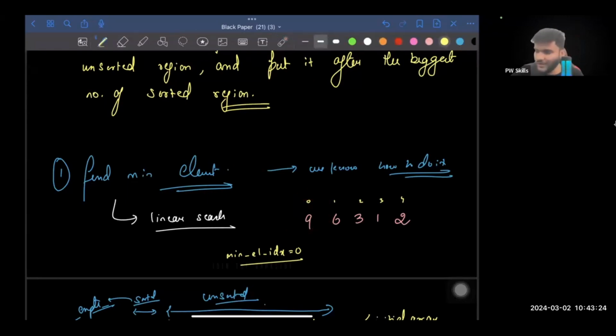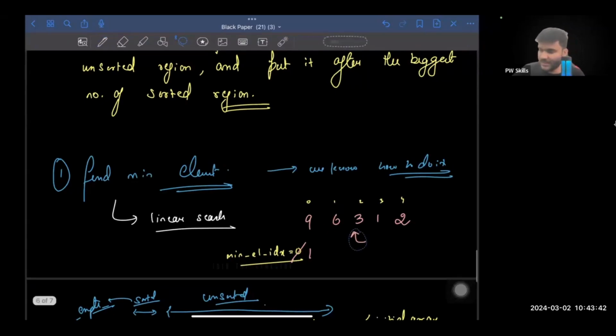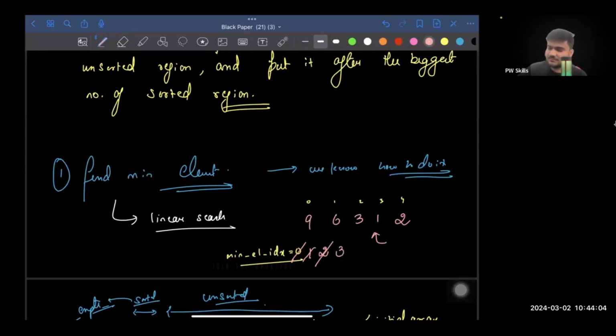Then I'll go to every element one by one. Is 6 less than the element at index 0? Yes. So definitely 6 is smaller, and I will update it to index 1. We go to the next index. Is 3 less than the element at index 1? Yes. So we have found an even smaller element, and we put the index as 2. Then we go to 1. Is 1 less than the element at the second index? Yes. So we update the index as 3.